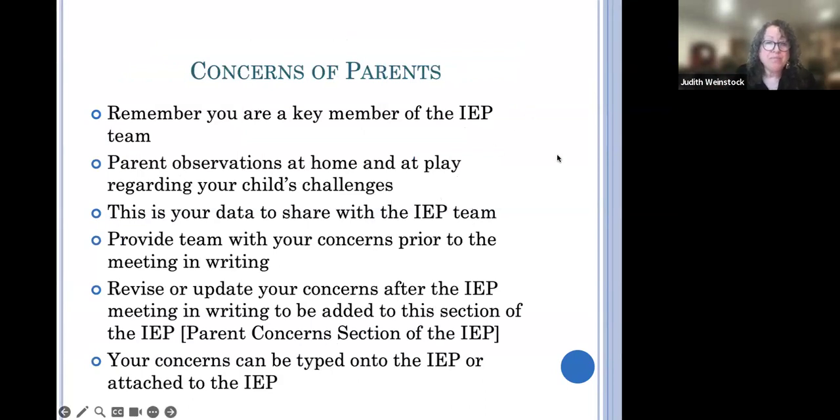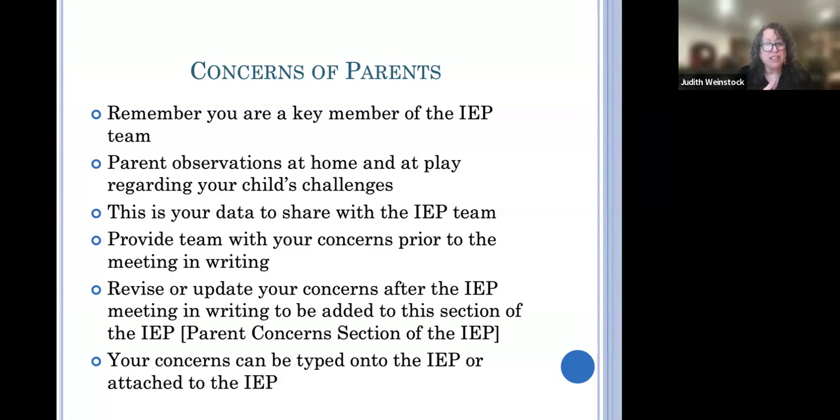So, just a very important part of the IEP. There is a section, it's called the Parent Concerns section, and you're the author of this section. And we like to remind you that you're a key member of this team, and that your observations at home and at play with your child, it's data. It's very important data that you can contribute and share with the IEP team, and that can be done in the Parent Concerns section.